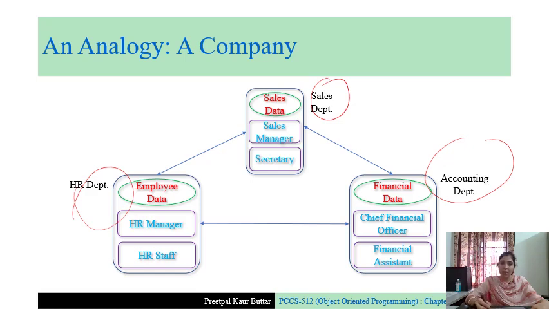Similarly, if the sales department wants to access the financial data of the accounting department, its sales manager will send a message to the chief financial officer. The chief financial officer will retrieve the required data and then send it back to the sales manager. This is how message passing works in C++ or object oriented programming languages in general.